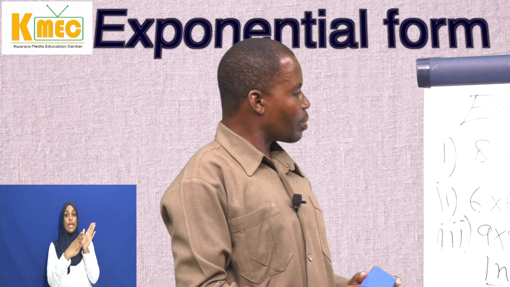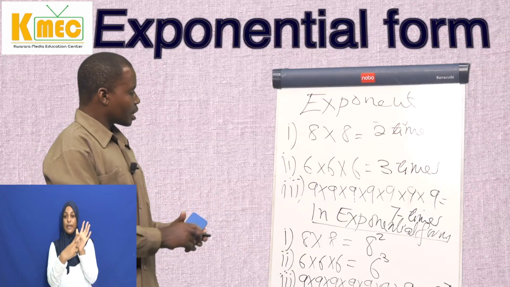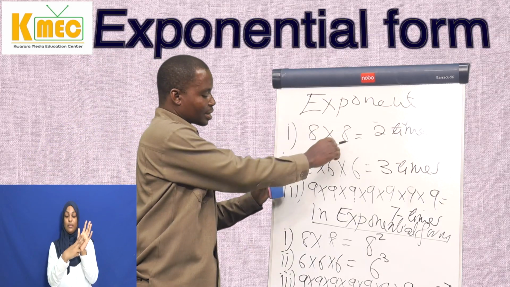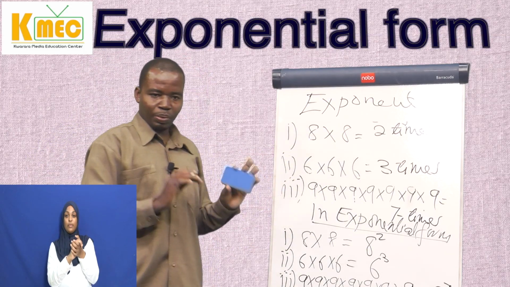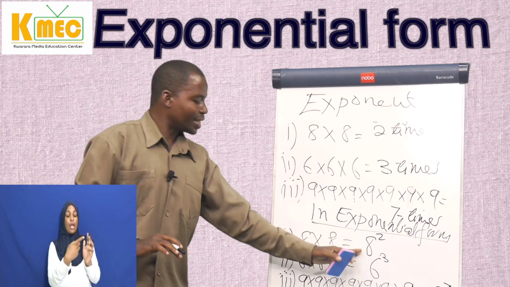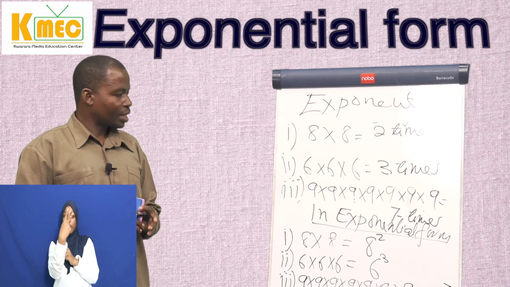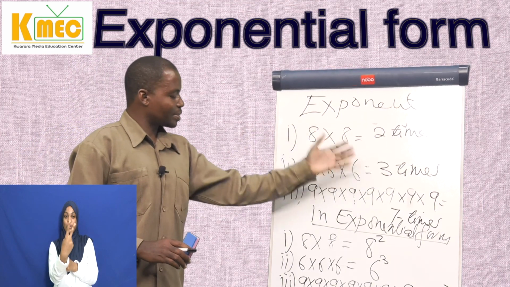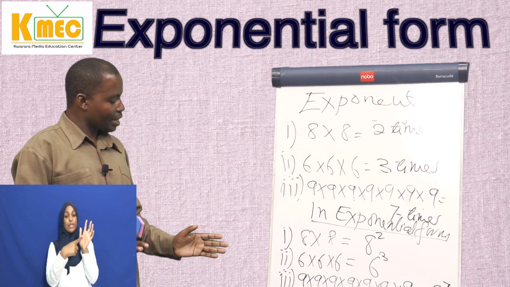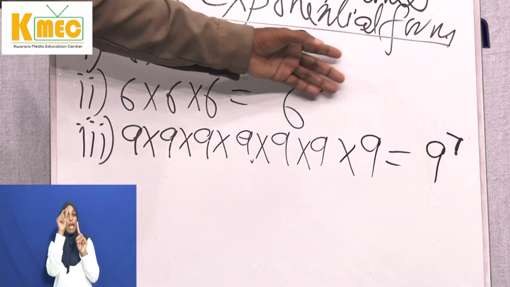Okay, good. So now we have seen that 8 times 8 can be simply written in exponent form as 8 exponent 2, and 6 times 6 times 6 can be simply written as 6 exponent 3.